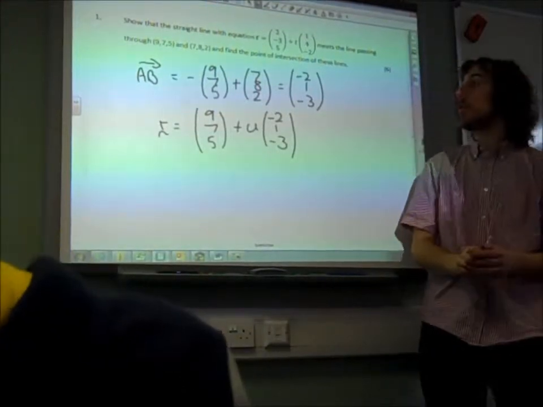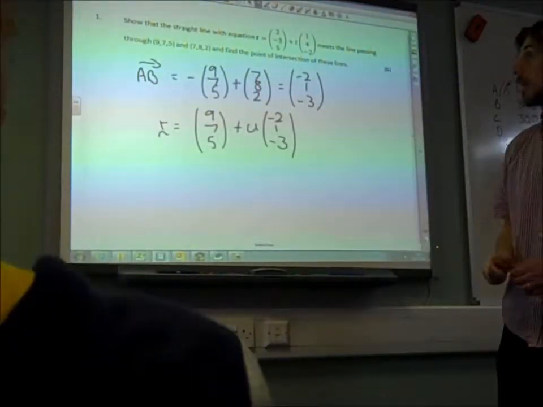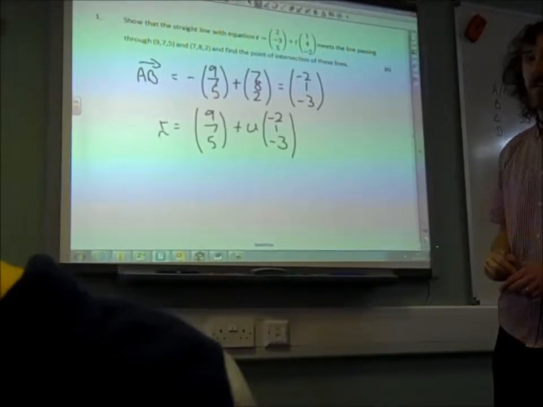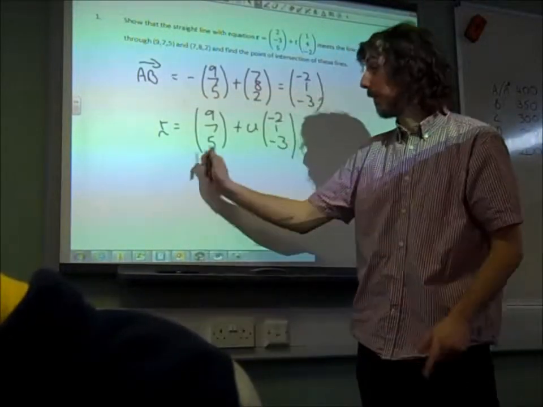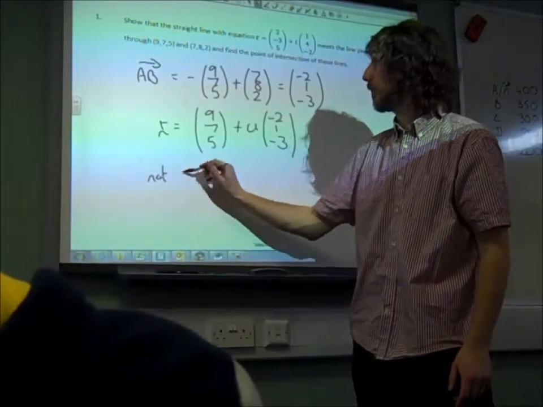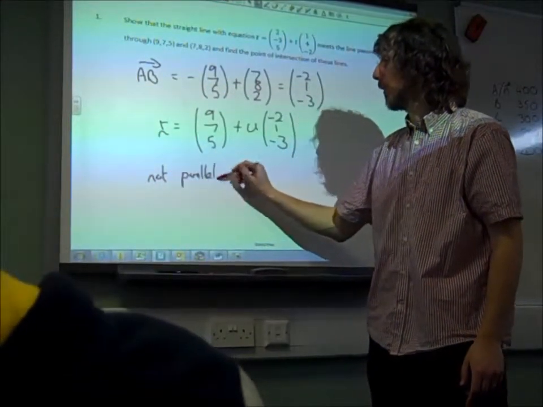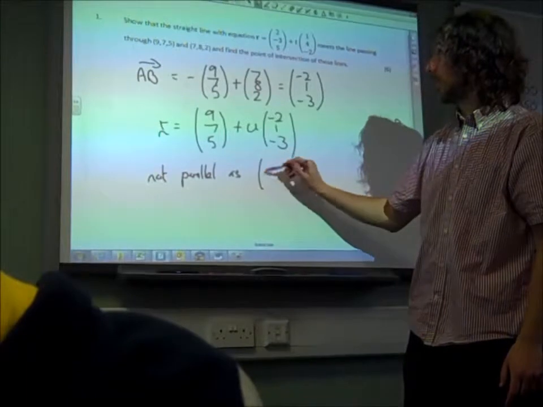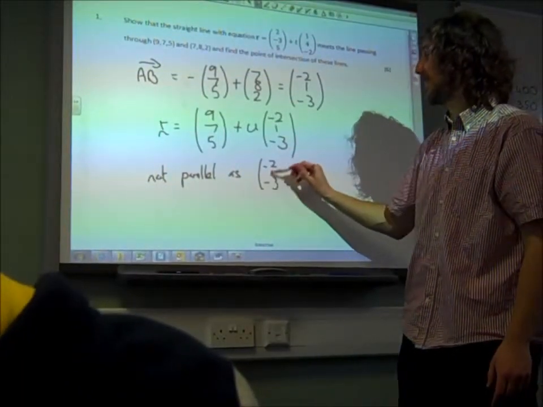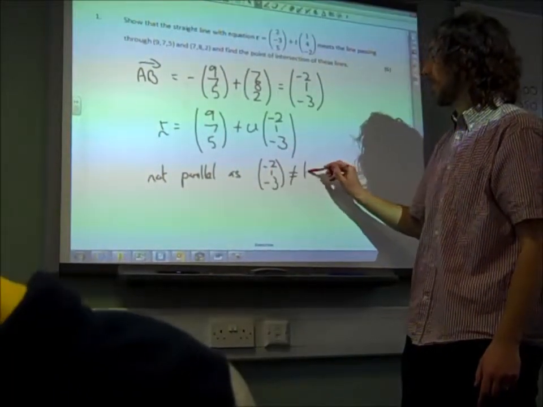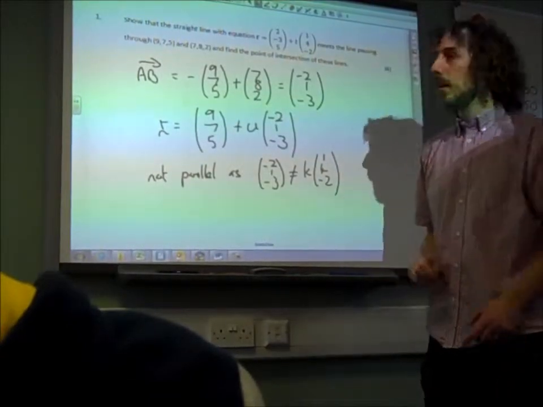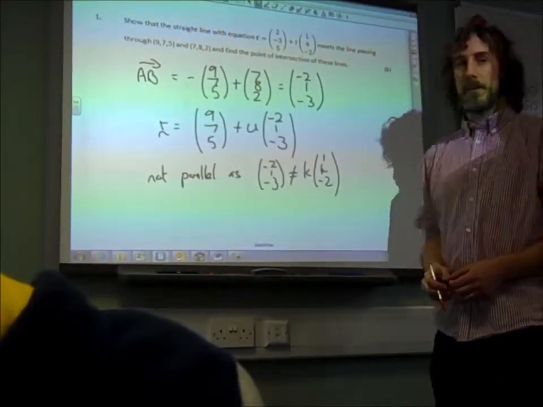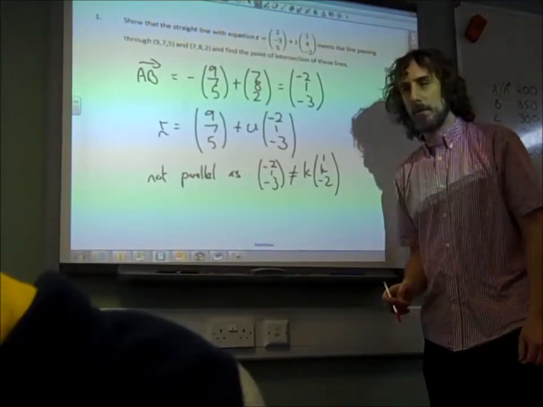Now we need to show that the straight line meets the lines, show that they intersect. Oh, before we do that, we need to check, are they parallel? It just says find the point of intersection. They're not parallel, as minus 2, 1, minus 3 is not equal to some constant times 1, 4, minus 2. Do you lose a mark if you didn't put that bit? Probably not in this case, but it's always safe to put it in there, just to make sure.